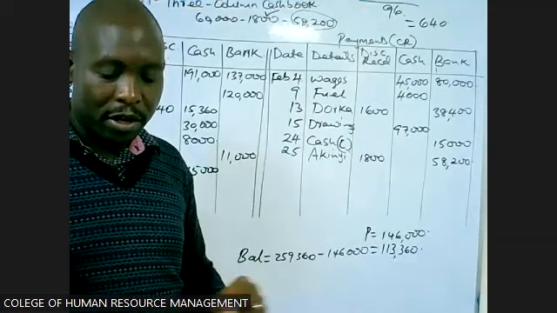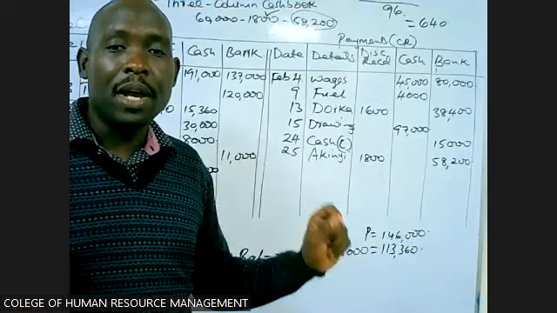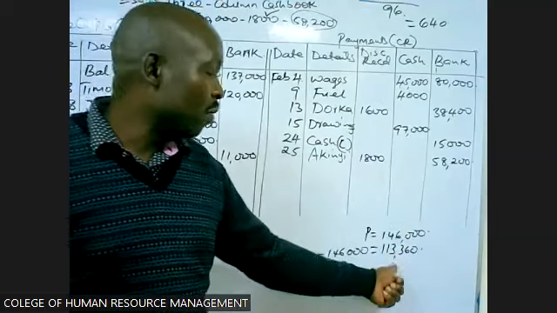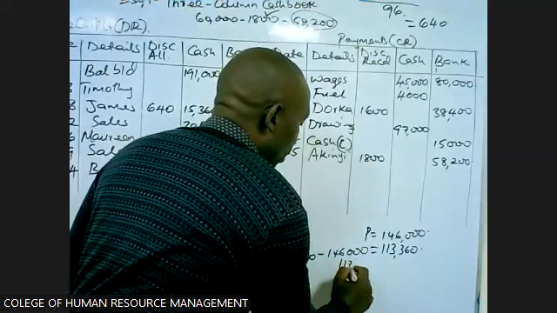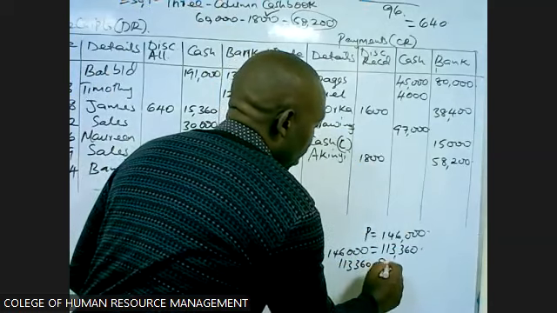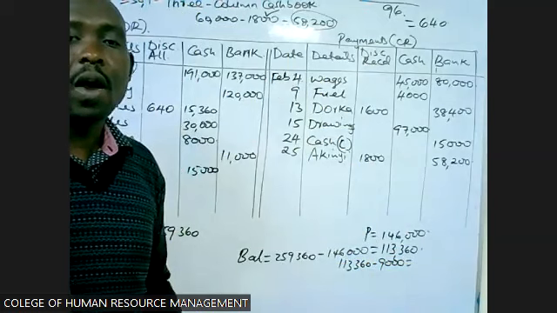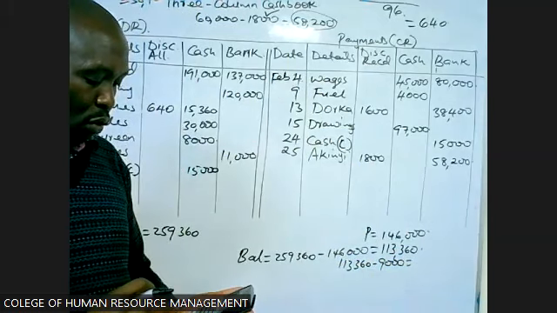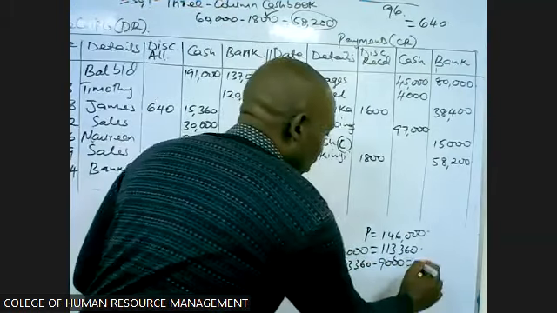Now the question is very clear. We did not deposit 113,360. We left behind 9,000. So of this balance, we deduct 9,000. We deduct that 113,360 minus 9,000 that we are going to leave behind, so that we can know how much we are going to deposit. So we minus here 9,000. We are going to deposit 104,360.